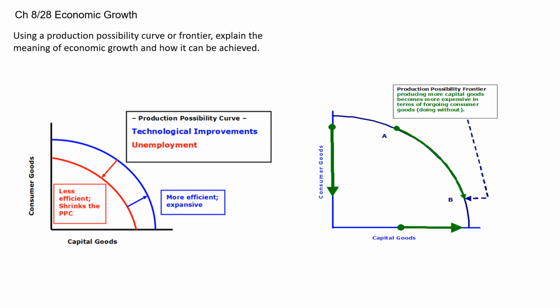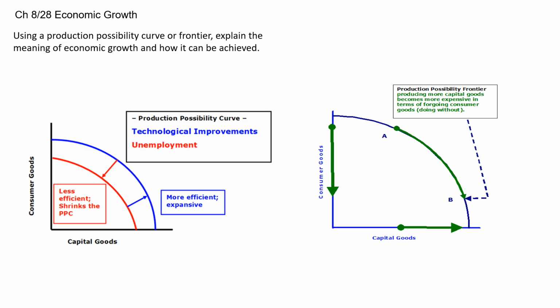And so the example we always use is unemployment. When you have unemployment, you're not using all of your productive resources. In this case, your productive resource, labor. Okay. Anyway, the idea is pushing that production possibility curve out.